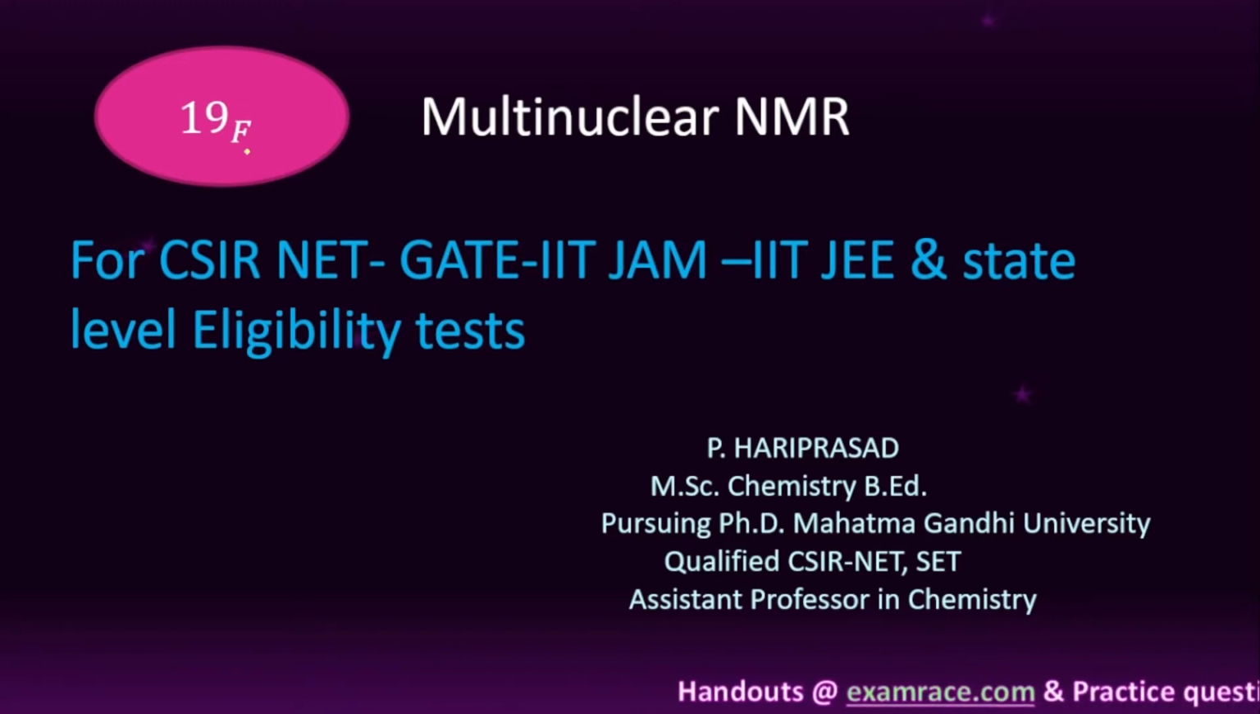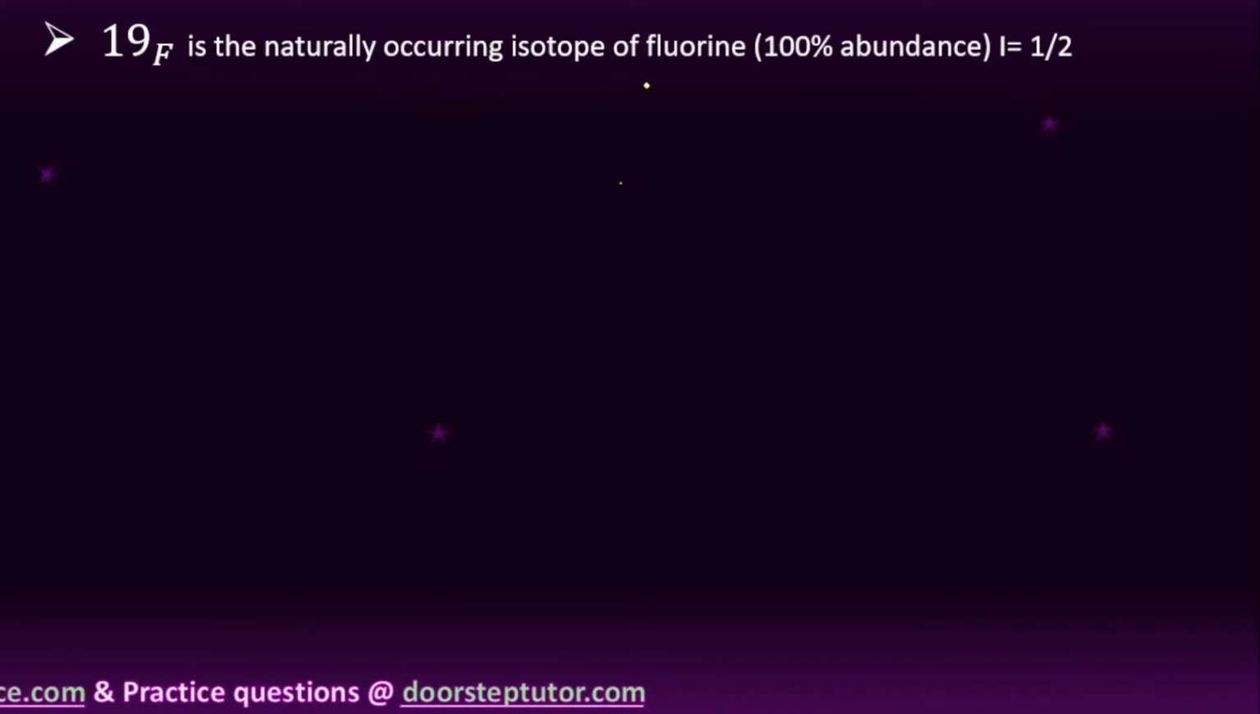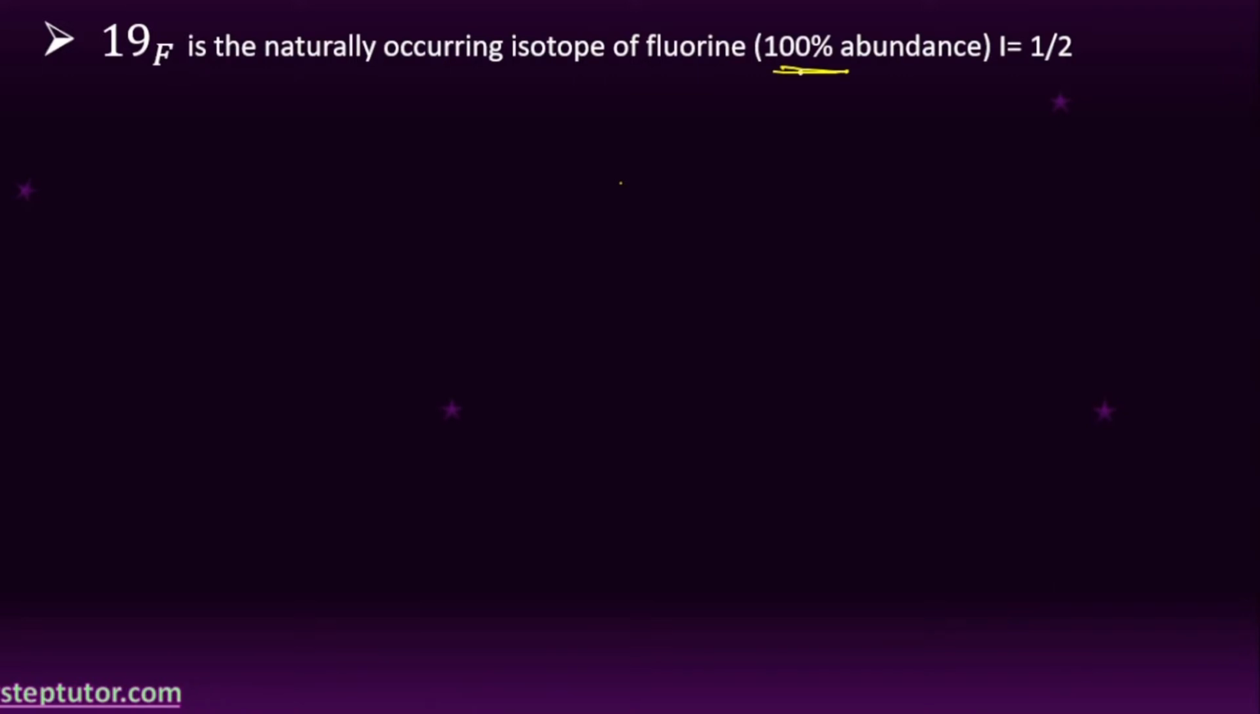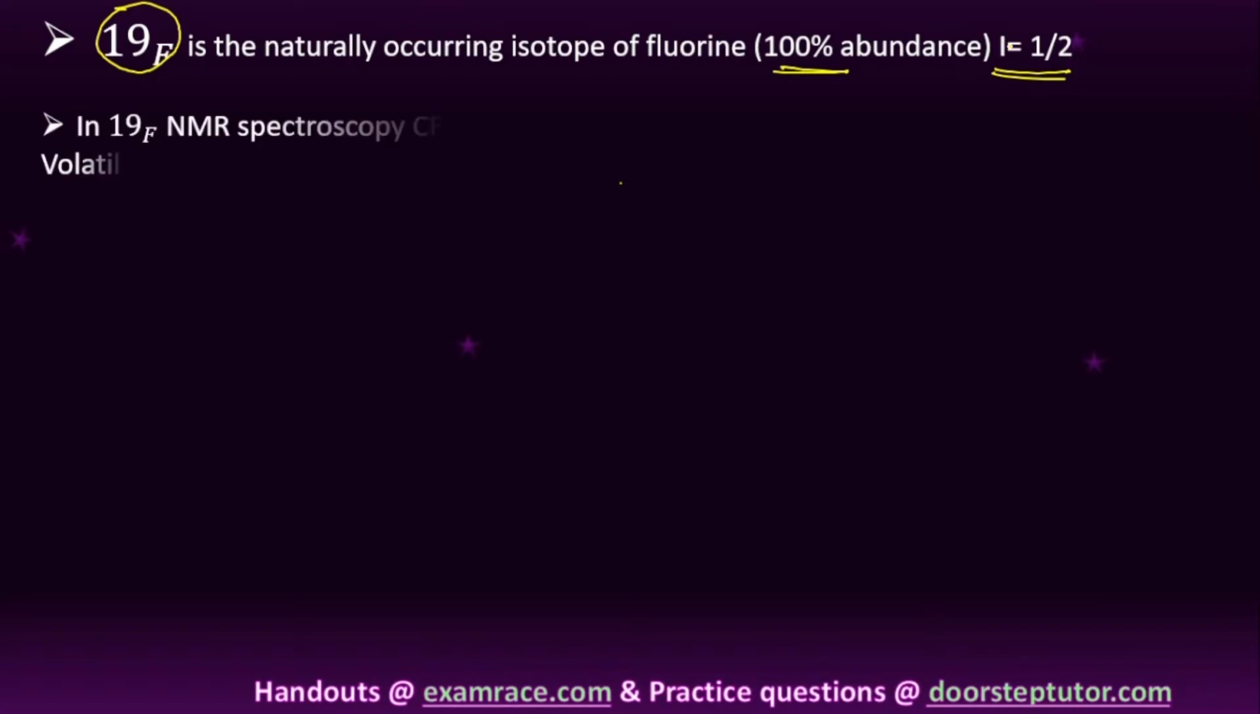So we will discuss. In this F19 NMR spectroscopy, generally the abundance of fluorine is 100%, and so F19 is NMR active. The nuclear spin value I is equal to 1/2. Clear, students? F19 is NMR active.